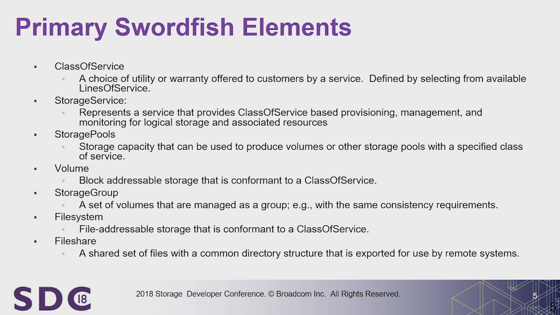So a class of service, and I didn't talk about this last time, is defined by selecting from available lines of service. And so there's a hierarchy on how we both define what's available in a system and how you construct classes of service. So we'll get into that in just a couple minutes. So the rest of these things, again, are just normal elements that you've seen before on how we define storage systems. Pools, volumes, groups, file system, file shares. I'm not actually going to talk about that too much. That's just the same slide we saw before.